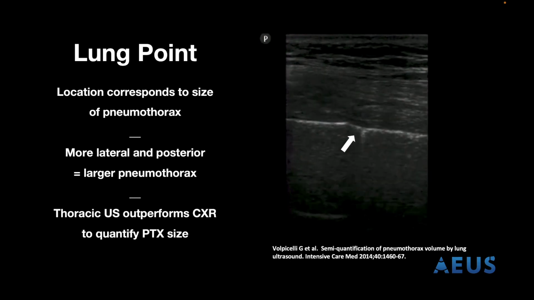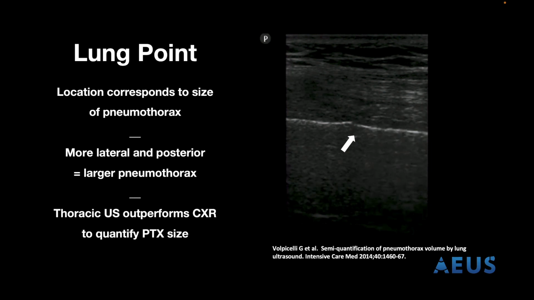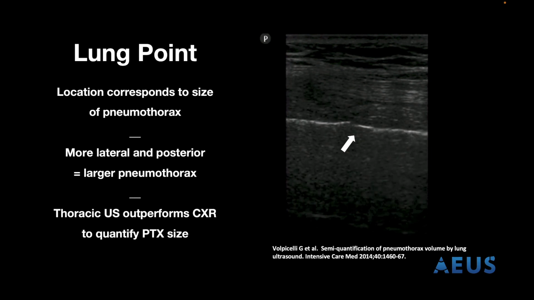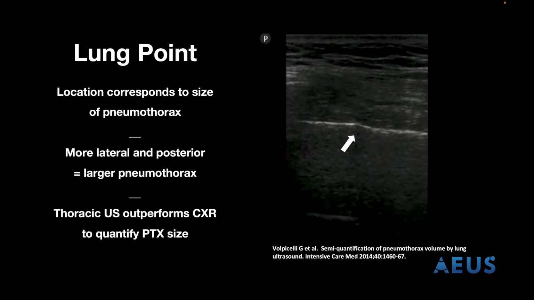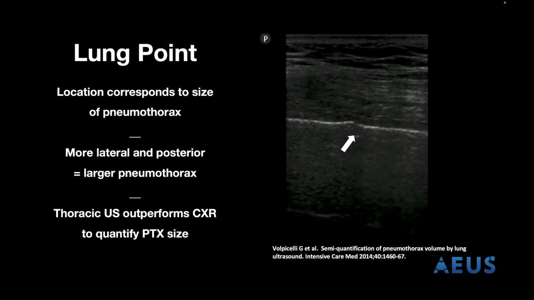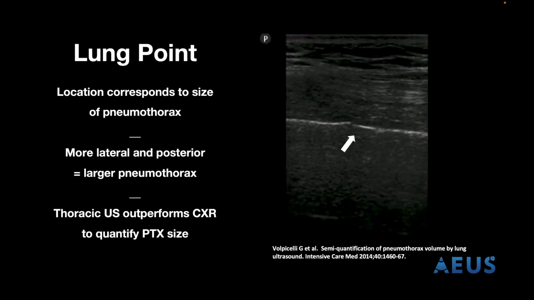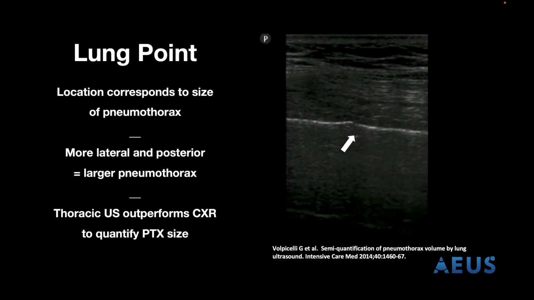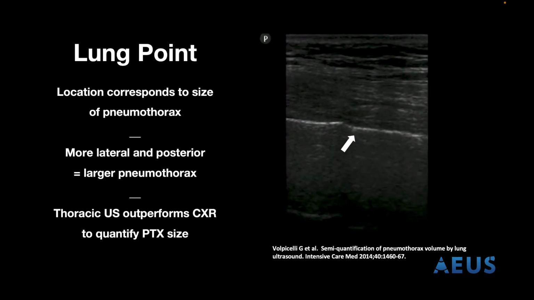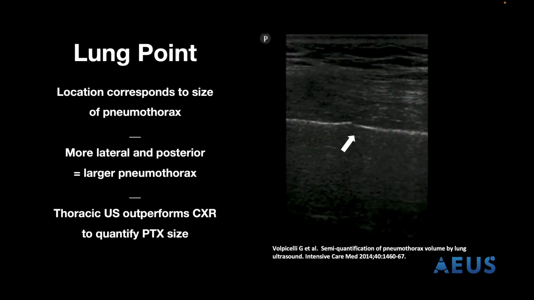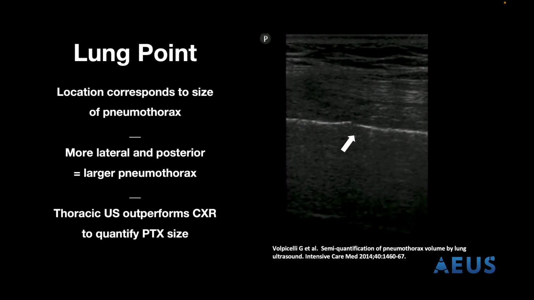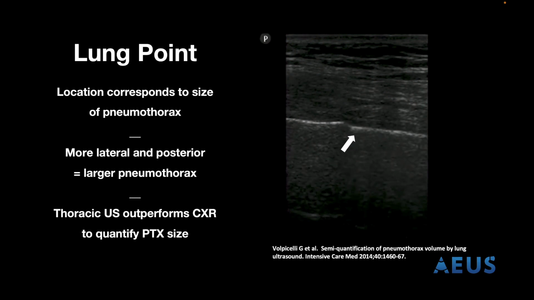Lung point is also a valuable tool when evaluating for progression and size of a pneumothorax. The location of the lung point on an individual's chest wall has been shown to correspond to the relative size of the patient's pneumothorax. Studies have shown that as the lung point location progresses from sternal to lateral and posterior, this corresponds to a larger pneumothorax size, with the mid-axillary line as a reference for a roughly 15% lung collapse.